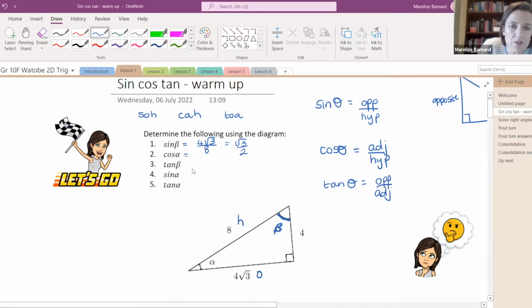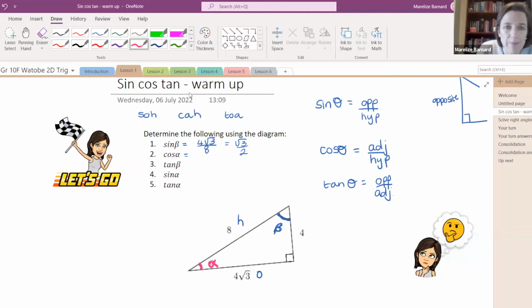Okay, so question 2. Cos of alpha. Let's do alpha in a different color. So alpha, let's do that in bright pink. So cos of alpha. So the opposite side for alpha will be this one here, where there's a 4. And the hypotenuse stays the hypotenuse. So that will always be the one across from the 90 degrees. And the adjacent side is this one here.